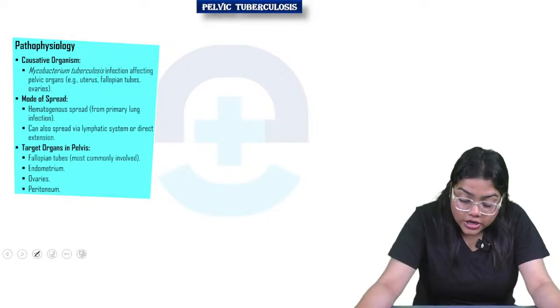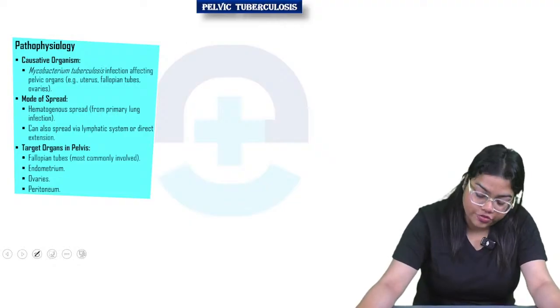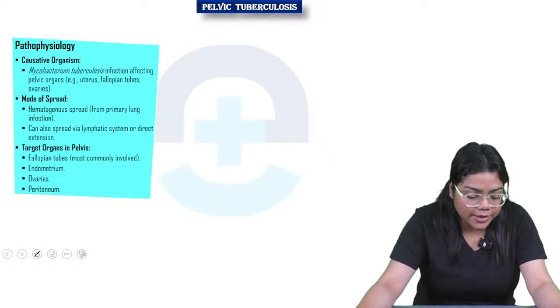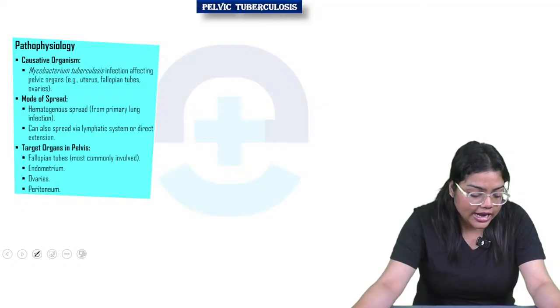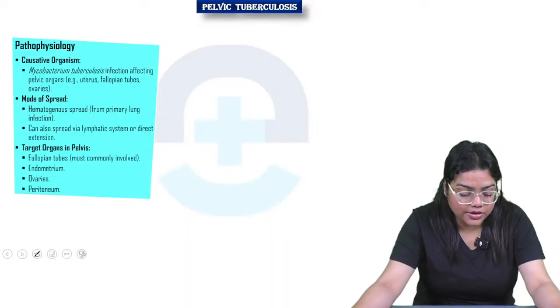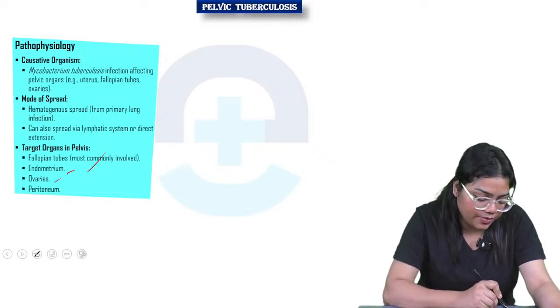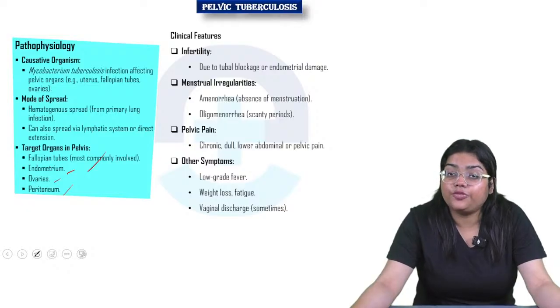The causative organism is Mycobacterium tuberculosis, infecting the pelvic organs, for example the uterus, fallopian tubes and ovaries. How does it spread? Through hematogenous spread, through the blood, primarily from lung infection. It can also spread via the lymphatic system or direct extension. The target organs in the pelvis are the fallopian tubes, endometrium, ovaries, peritoneum and so on. Okay. So what are the clinical features?